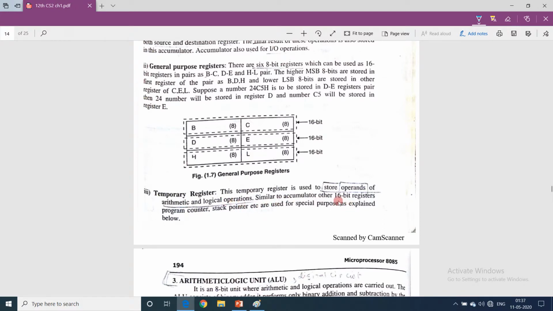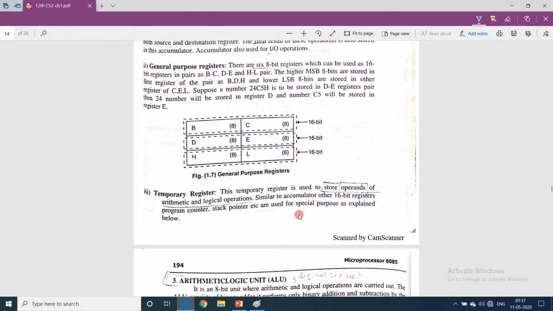Similar to the accumulator, other 16-bit registers like program counter, stack pointer, etc. are used for special purposes which are explained below. We will be learning in detail about program counter and stack pointer. I have already created a video on program counter and stack pointer, so there is no point in explaining this again. Just go and watch the video again.